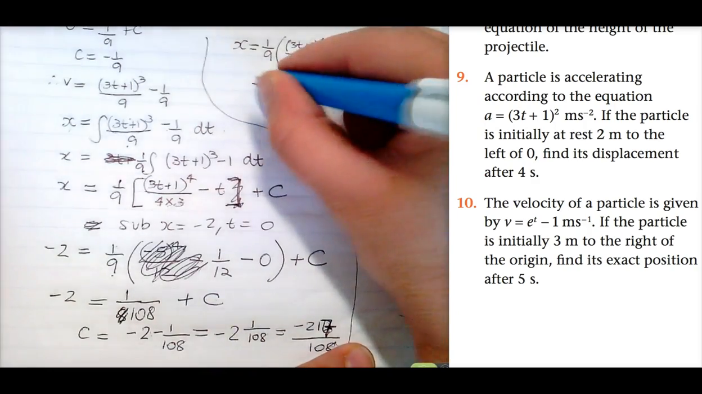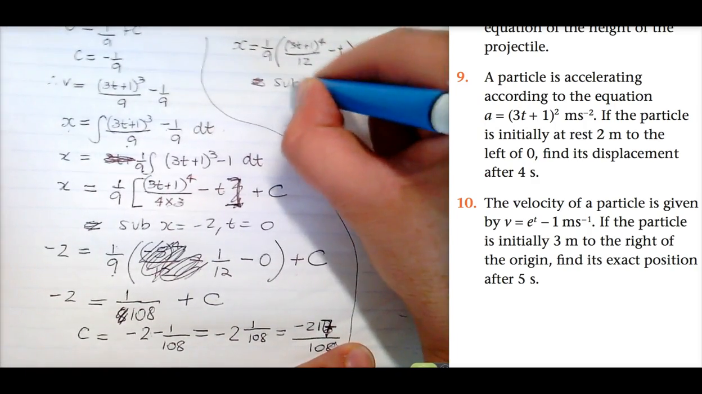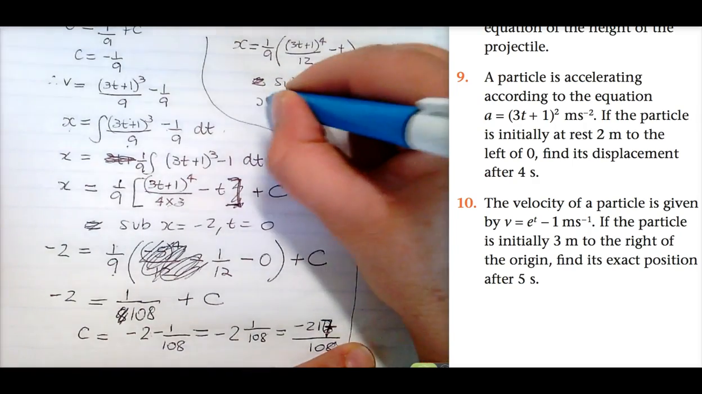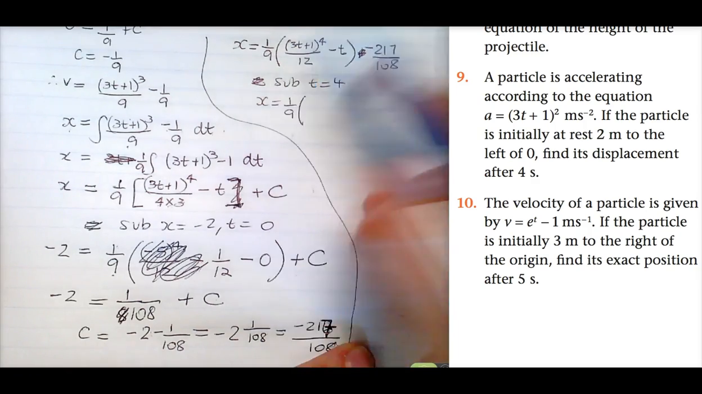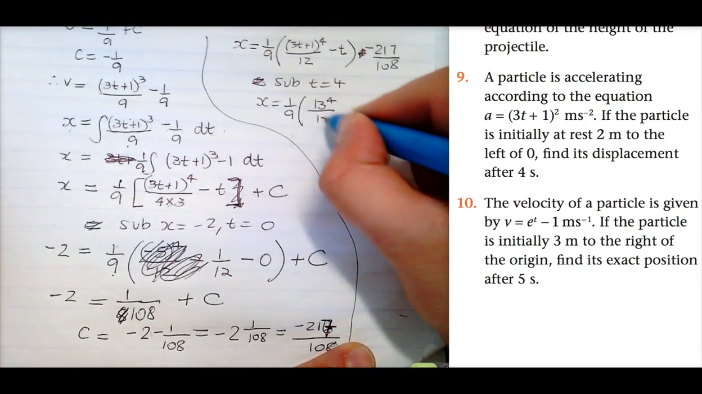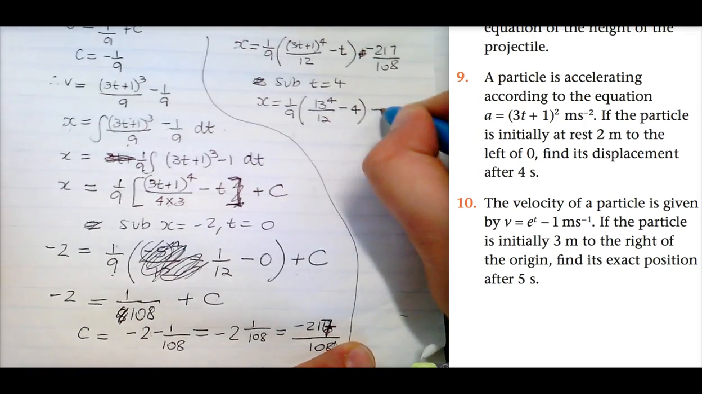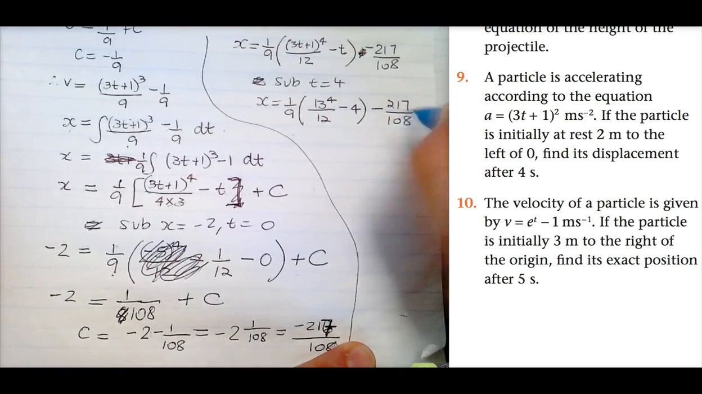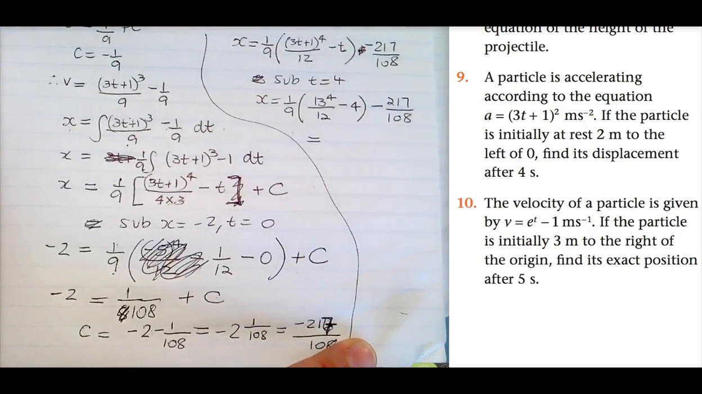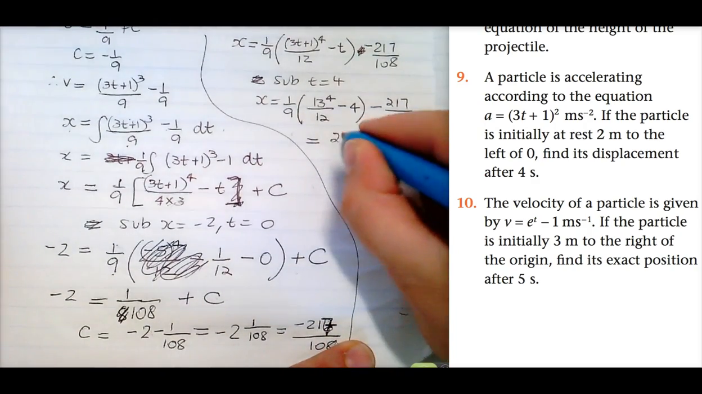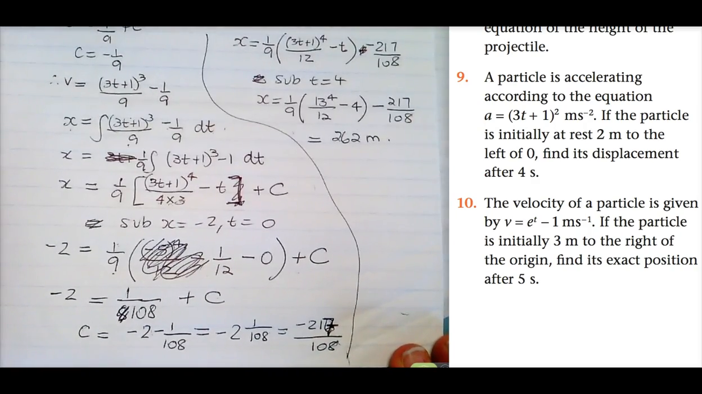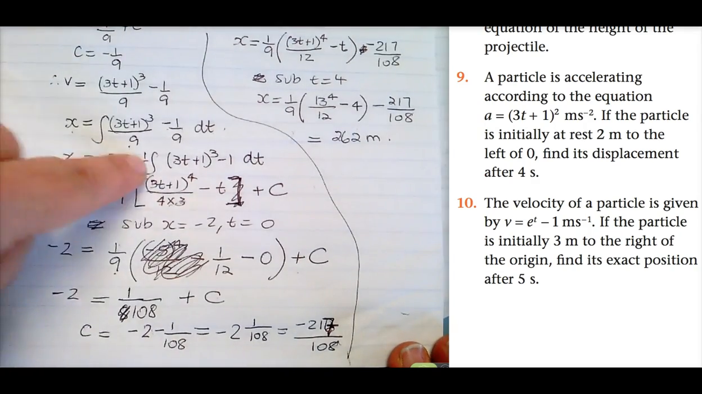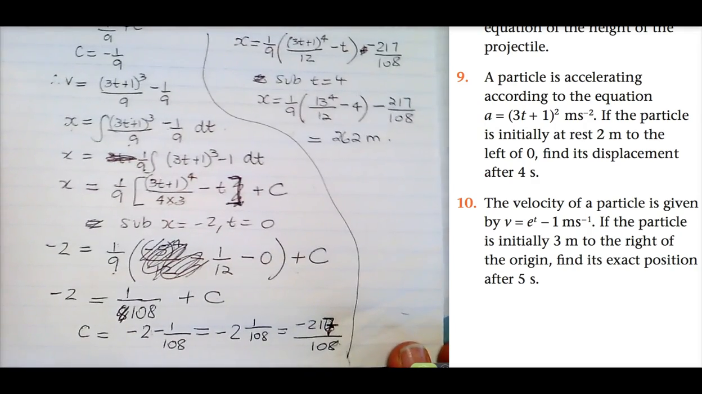But it doesn't matter. So now substitute t equals 4. And you get x is 1/9 times, well, what's that? 13 to the power of 4 over 12 minus 4 minus 217 over 108. And apparently it's a lovely answer. Meters, I told you. Lovely. 262 meters. Next time, I don't think I'd pull that 9 out. Up to you.